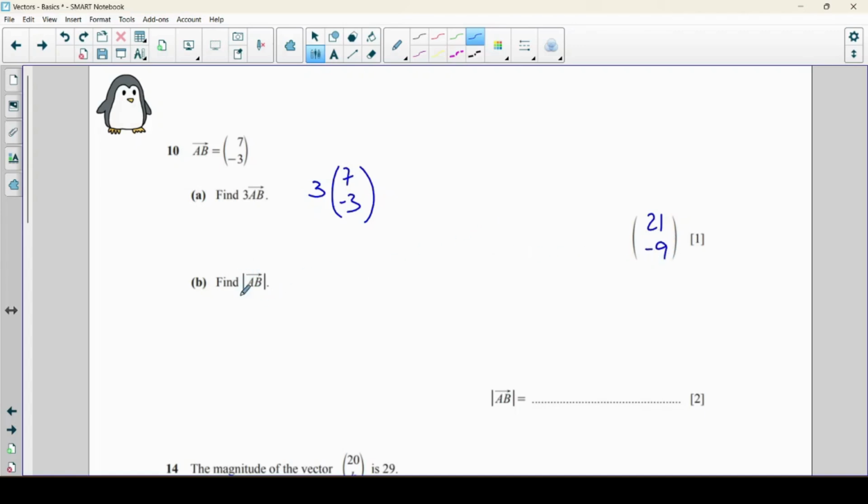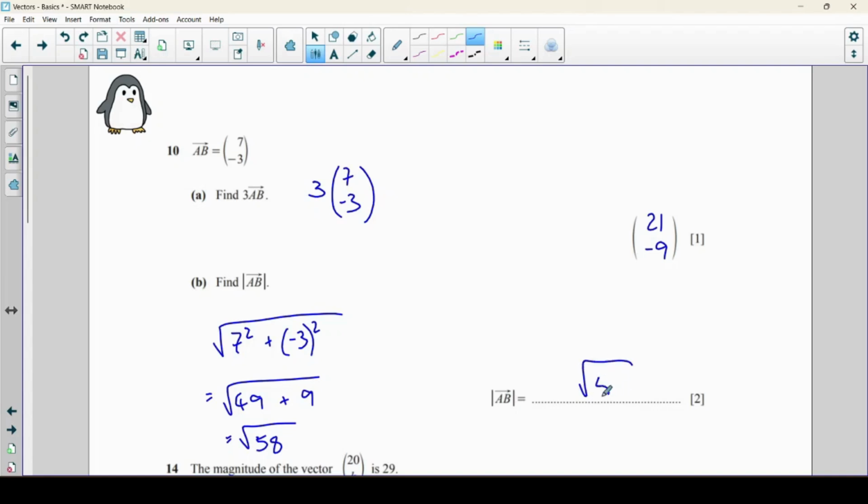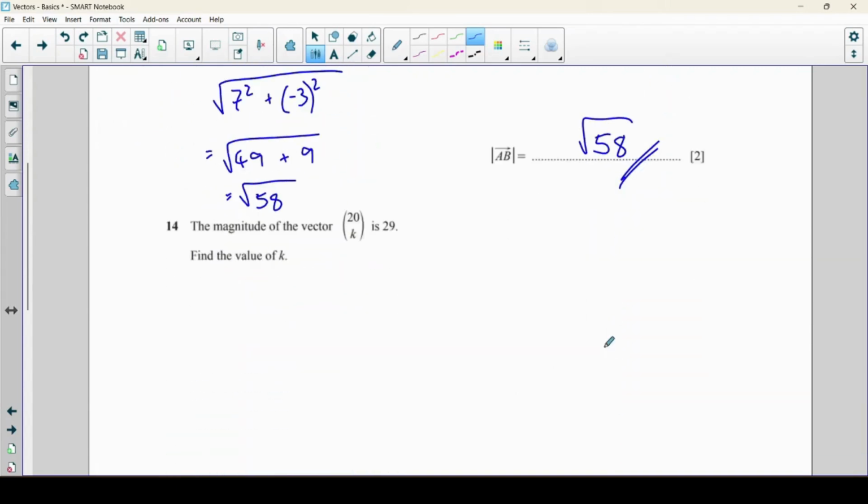And then we want the magnitude of AB, careful, not of this new one, but of the original one. So square root of 7 squared plus negative 3 squared. 7 squared, 49. Minus 3 squared is 9. So that's the square root of 58. I don't know if that simplifies, but it doesn't ask us for it in a simplified form anyway. And I don't think it does. 4 is not a factor of it. I can't think of anything useful that would go into it.